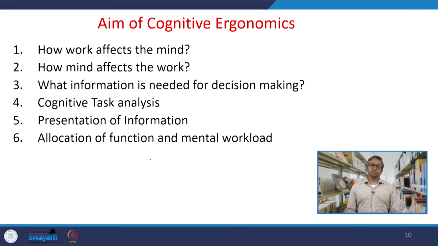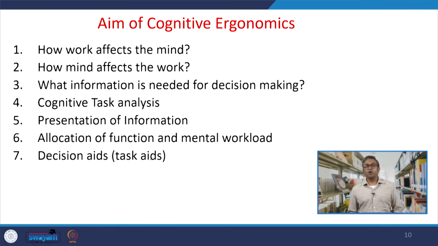Then, allocation of functions and mental workload. What kind of functions we are allocating and the type of mental workload we are facing. Mental processes itself are ambiguous and complex in nature. So, the workload related to mental processes will obviously be ambiguous and complex in nature. Cognitive ergonomics can help us in providing deeper insight about the nature of the workload and its classification and division.